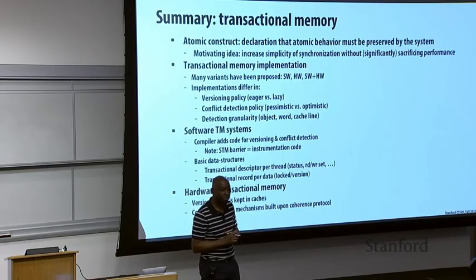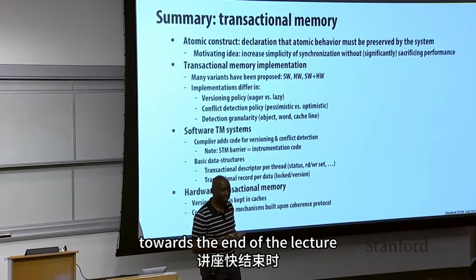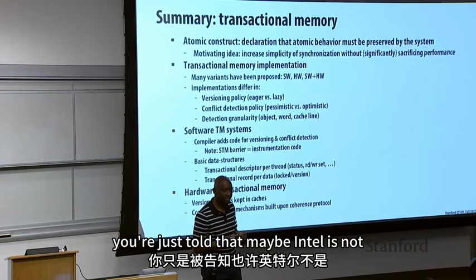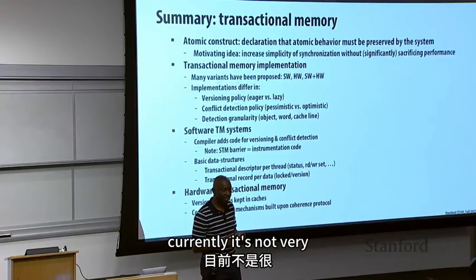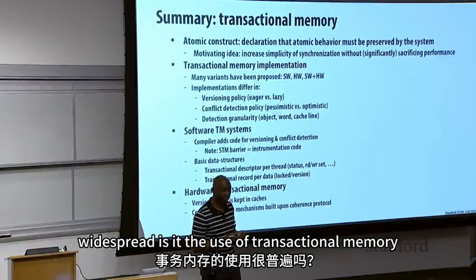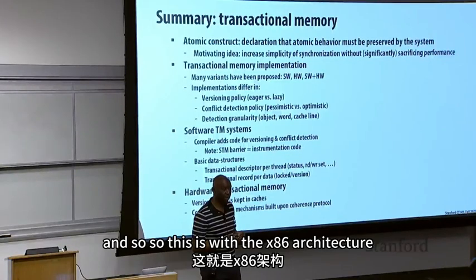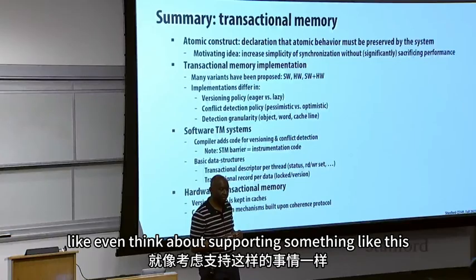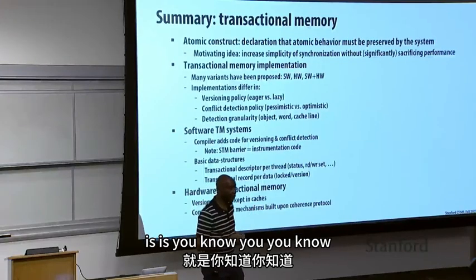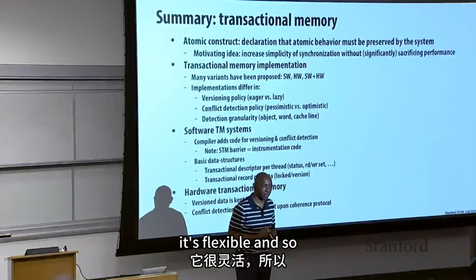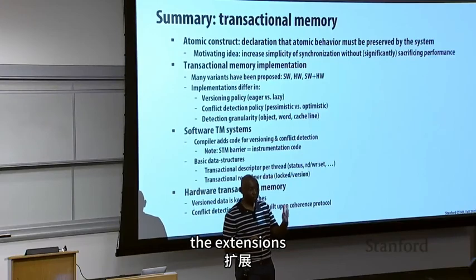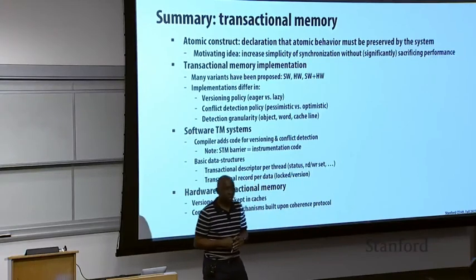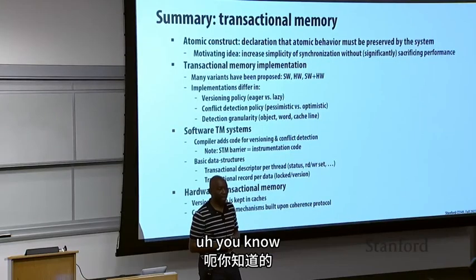It's just surprising that towards the end of the lecture you told us that maybe Intel is not, currently, it's not very widespread, is it, the use of transactional memory? And this is with x86, I assume, because you spoke about Intel. Yeah. But does RISC-V even think about supporting something like this? Well, RISC-V is flexible, and the extensions mean that you could add something to it if you wanted.